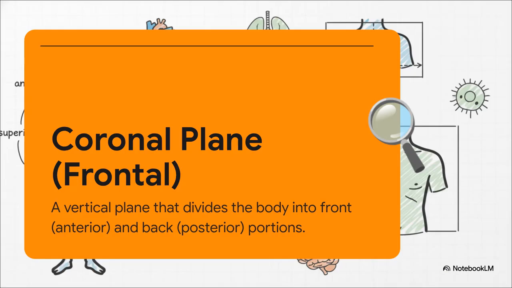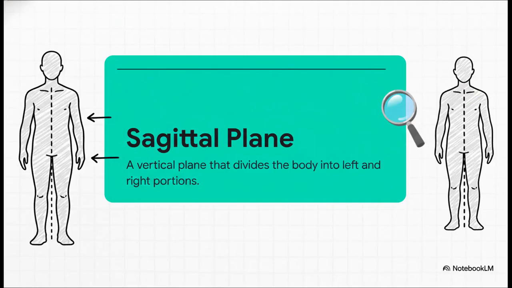First up is the coronal plane. Imagine a vertical slice that separates your body into a front half and a back half. This gives us what we call an anterior view, which is the front, and a posterior view, which is the back. Next, we have the sagittal plane. This is also a vertical slice, but this one divides the body into left and right sides. If you make that cut perfectly down the middle, creating 2 mirror images, that's called a mid-sagittal plane.